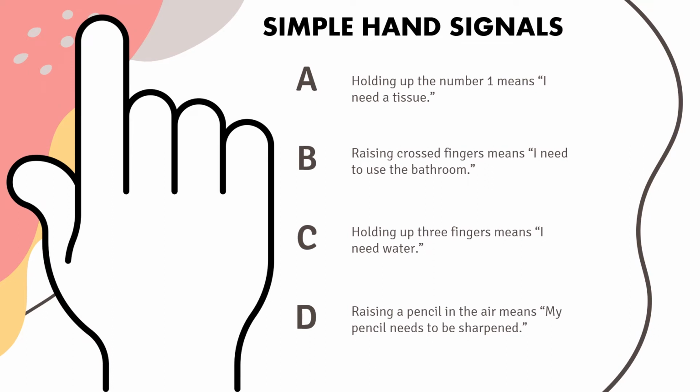Simple hand signals. A. Holding up the number 1 means I need a tissue. B. Raising crossed fingers means I need to use the bathroom. C. Holding up 3 fingers means I need water. And D. Raising a pencil in the air means my pencil needs to be sharpened. You can use hand signals for other parts of the lesson. These are just a few that meet the basic needs of students.